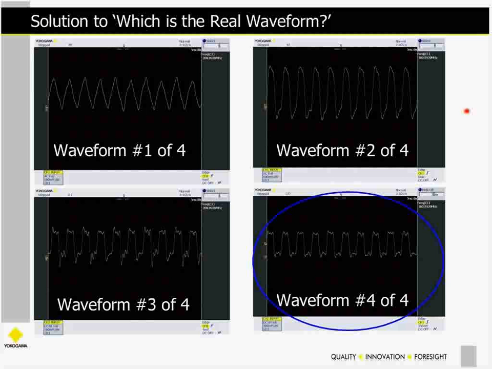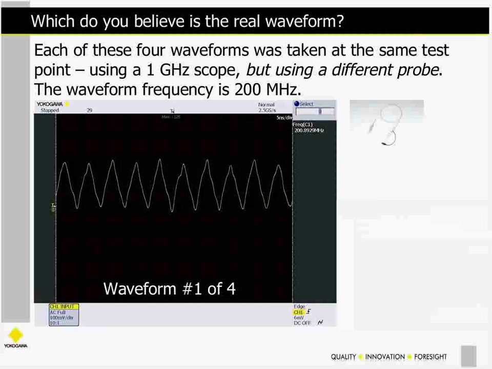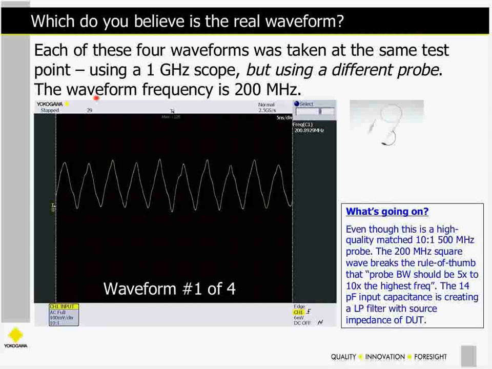Okay, so the 4 waveforms that I showed at the very beginning of the presentation, the best waveform fidelity measurement that I was able to accomplish there was waveform number 4 of 4, and a quick review of that will reveal why. So my waveform was a square wave. It was at 200 megahertz. It has very fast rising edges, and I measured it with a passive probe with a long ground lead.